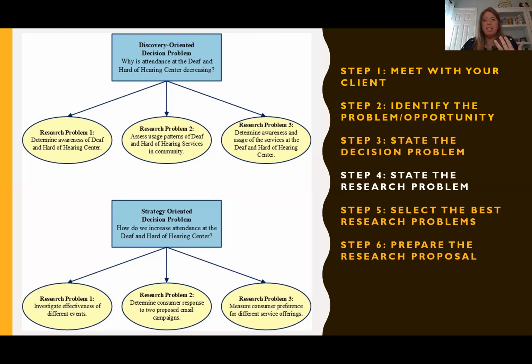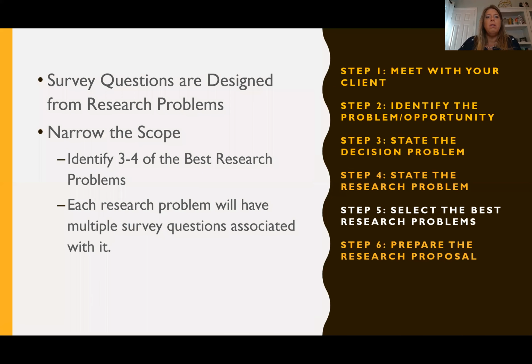So stating the decision problem is important because it leads you to the research problems. And the research problems are important because they tell you what your survey problems are going to be. But you need to brainstorm all these research problems, so you might actually come up with like 7 or 8. And so the next step, once you've been brainstorming and you have a list of all these different research problems, is that you really need to select the best research problems.